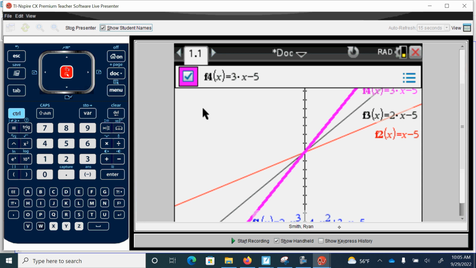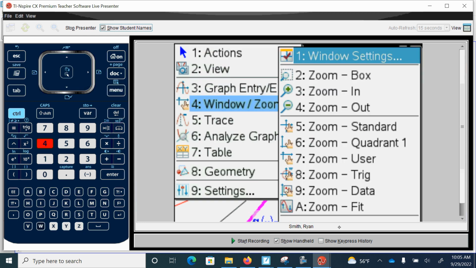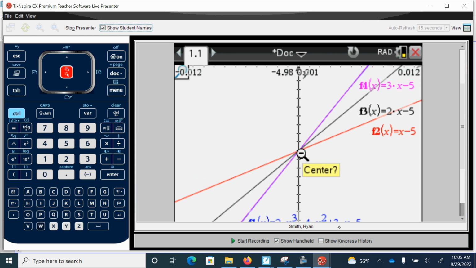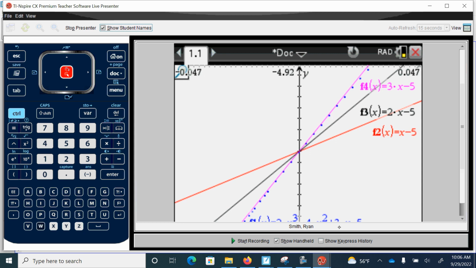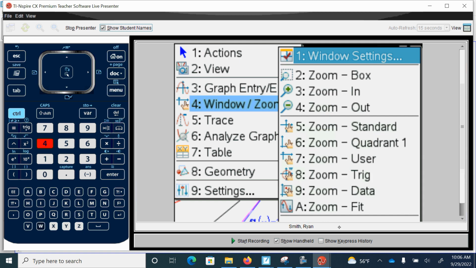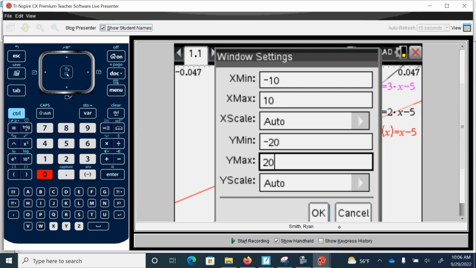Now, can you zoom out of that, please? Alright, then hit menu, and then go to window settings. And then do negative 10 to 10, and then for Y, let's do negative 20 to 20. I'm just randomly making up numbers. Hit okay.